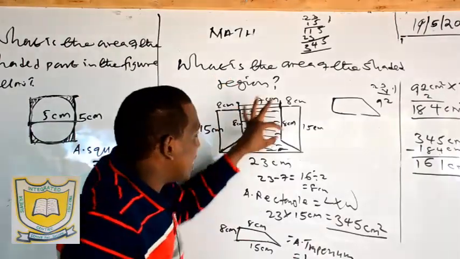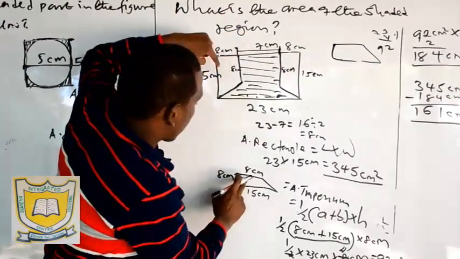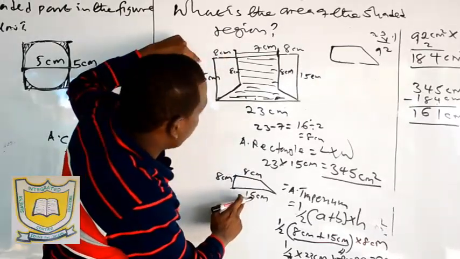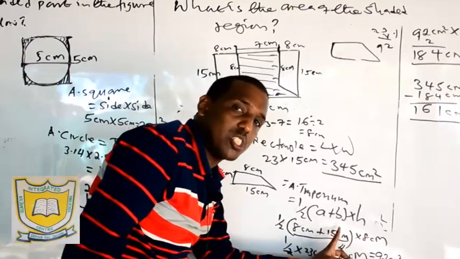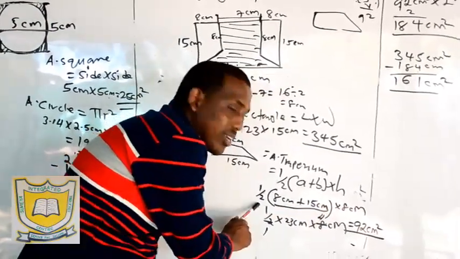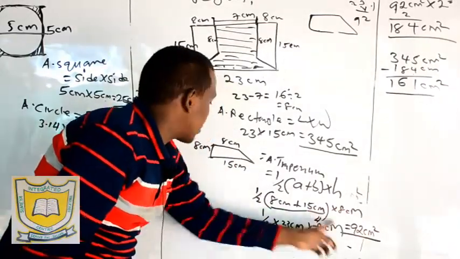Now what's remaining is the trapezium. I have removed one trapezium here. The trapezium's shorter parallel side is 8, the other one is 15, the height is 8. You get the area of the trapezium: a half into bracket A plus B times height. So a half bracket A, which is 8, plus B, which is 15, times height, which is 8.